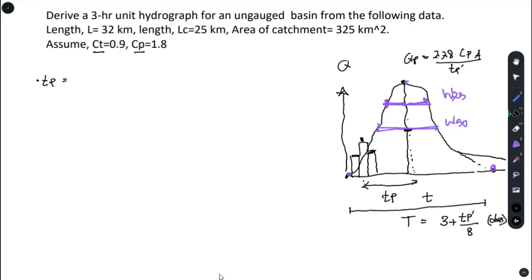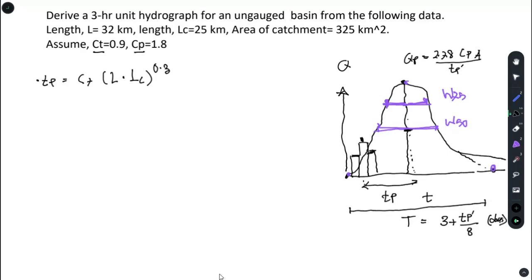We call that basin lag time, and the value is CT multiplied by L multiplied by LC to the power 0.3. So here L and LC are given. I'll just go over the theory, and you'll understand what L and LC mean. If we have a catchment, we have its centroidal point. From the centroidal point to the point of interest, for which we are drawing the unit hydrograph, the distance is LC.